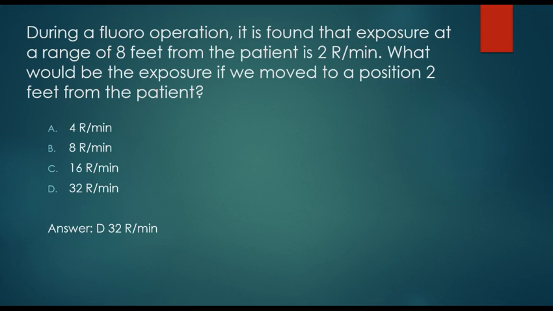Okay, during a fluoro operation, it is found that exposure at a range of 8 feet from the patient is 2 Roentgens per minute. What would be the exposure if we move to a position 2 feet from the patient? If we're moving closer to the patient, we know that our exposure is going to go up, but by how much? Okay, so the answer is D, 32 Roentgens per minute.